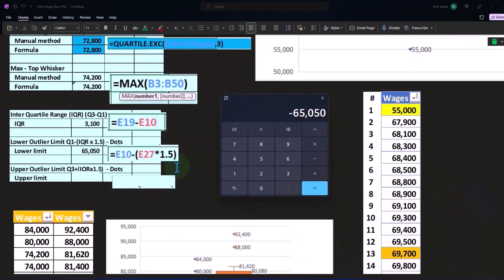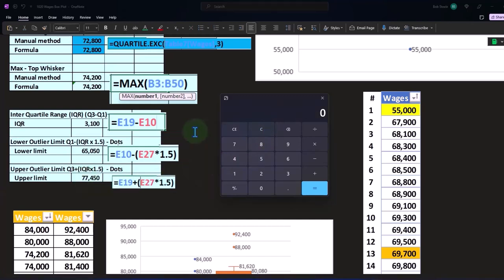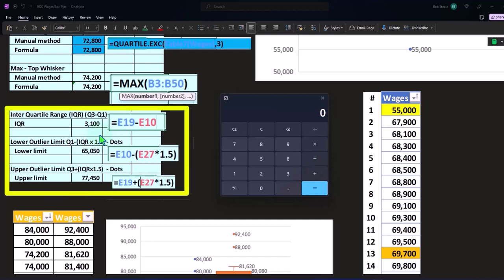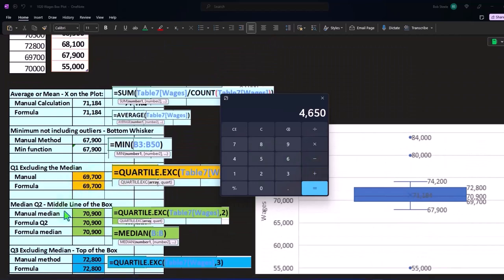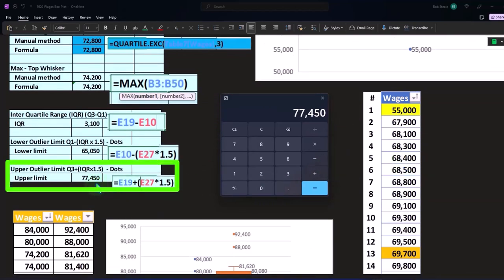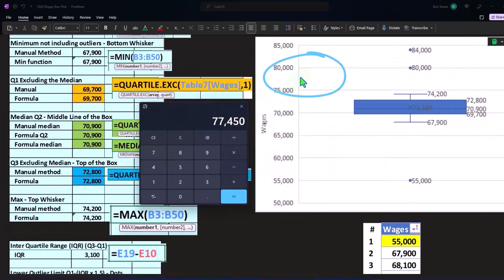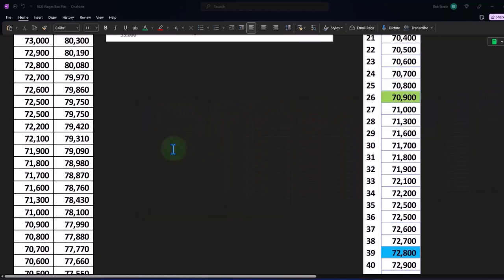And then down here, we have a similar calculation for the upper limit, where we have quartile 3 plus the IQR, the interquartile range, times 1.5. So if I take the IQR, the 3100 times 1.5, and then I'm going to add it this time to Q3, plus Q3, 72800, that gives us 77450, which means that if anything's above the 77, somewhere around here, it's going to put a dot on them. So that's why these two are outlying. There's the 55 outlier, and the 84 and the 80 are going to be on the other side, 80 and 84 as outliers in our data. All right.